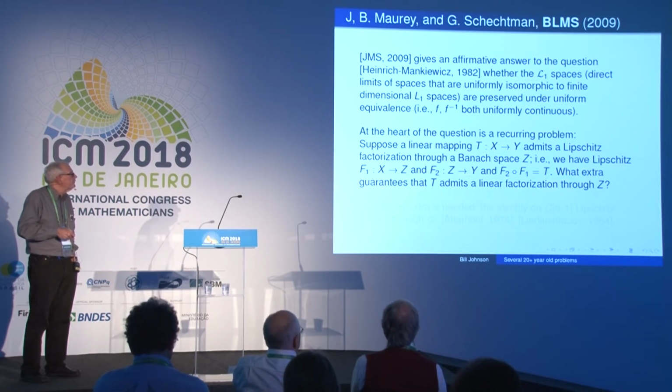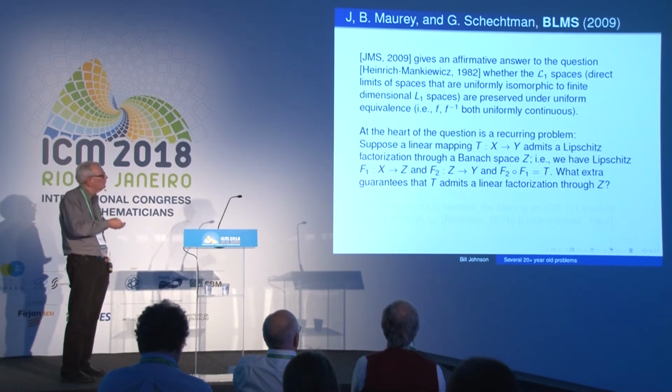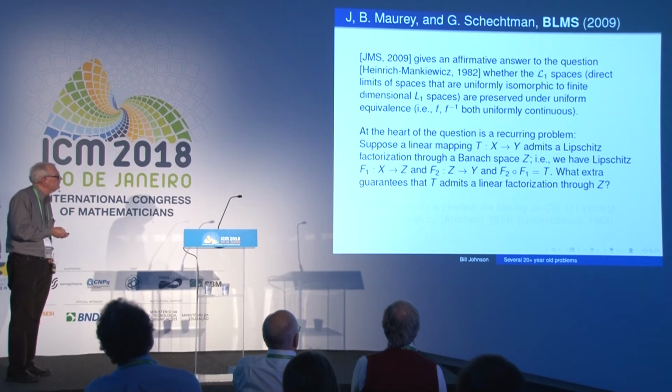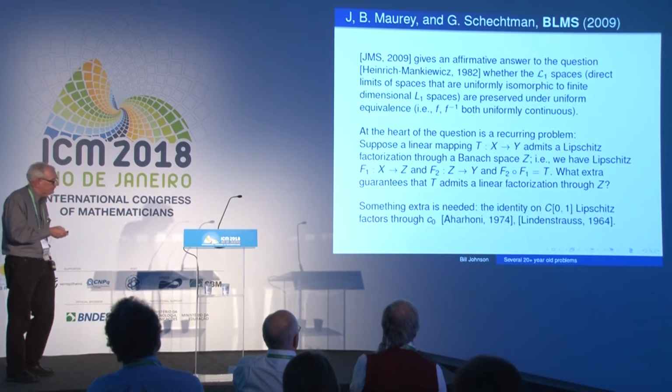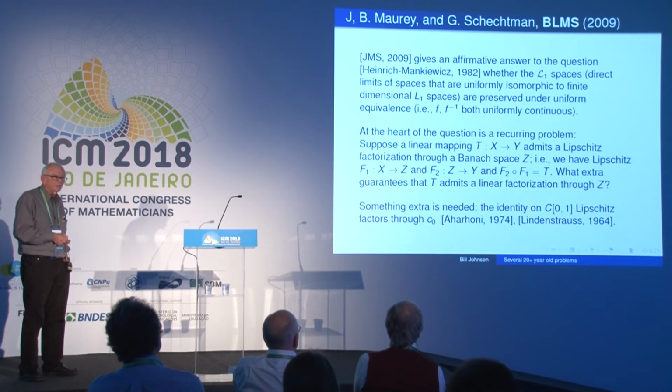what more do you need to guarantee that you get a bounded linear factorization through Z? So this comes up in topology, geometry, this kind of question, as well as functional analysis. Now, in this particular context, we know that something else is needed because the identity on continuous functions on the unit interval factors through C0, but certainly does not linearly factor through C0.